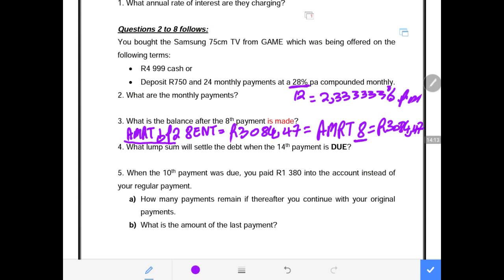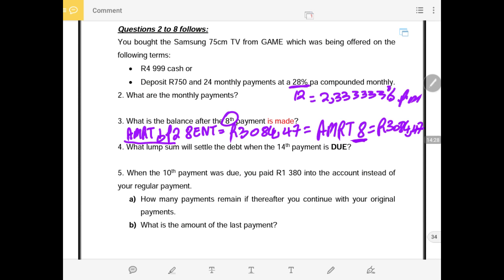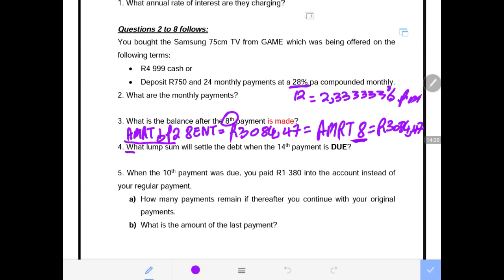I know as a lecturer that when you say amount 8, you are telling me that you determined a balance after the 8th payment is made. Then after you scroll down, this is the balance amount that we would have got. Then we go to number 4. Number 4 says, what lump sum will settle the debt when the 14th payment is due?